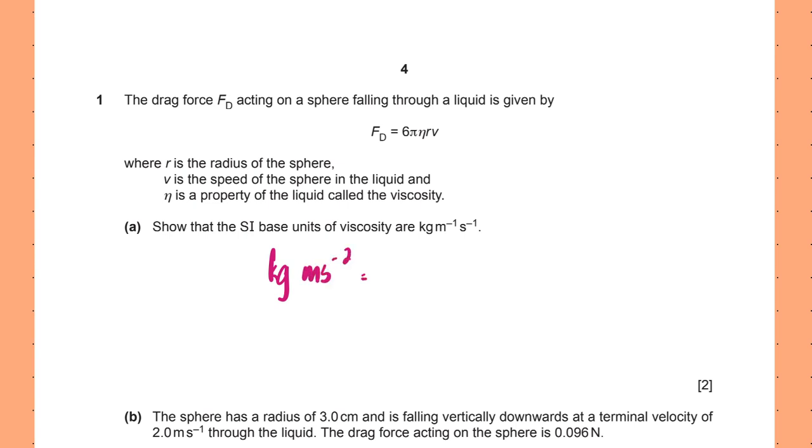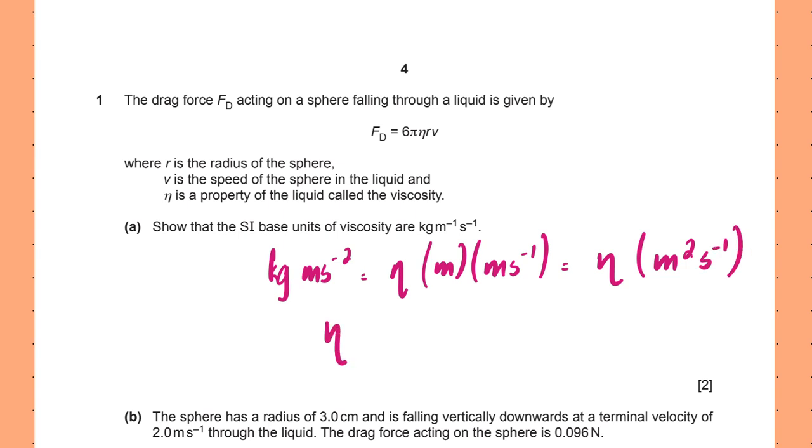So mass times acceleration, so kg meter per second square. 6 pi I can just leave out because that's a constant without units. Not all constants are without units. Eta is what I need to find the base units for. R is radius, so that's meters. V is speed, so that's meters per second. And then m times m becomes meters square per second.